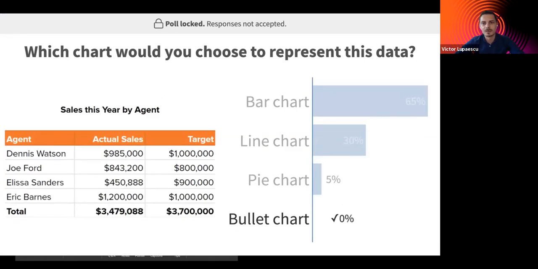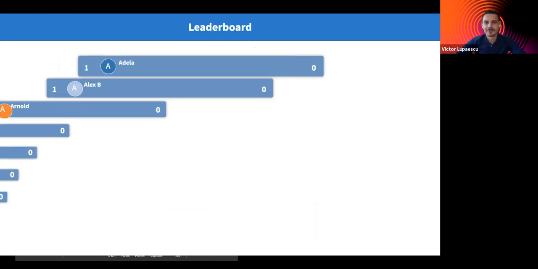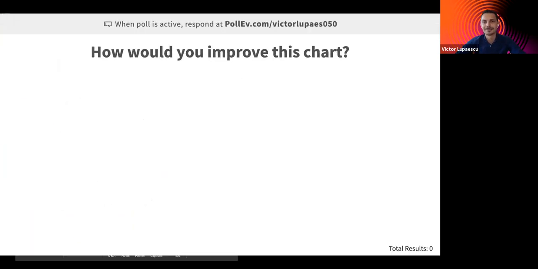So the correct answer was the bullet chart. It's the best because, again, I'm comparing actual to a target. We've gone through this before. Unfortunately, none of you responded correctly to this one. Probably you haven't remembered the name of the bullet chart. So the leaderboard will be quite sad. Let's go to the next one.